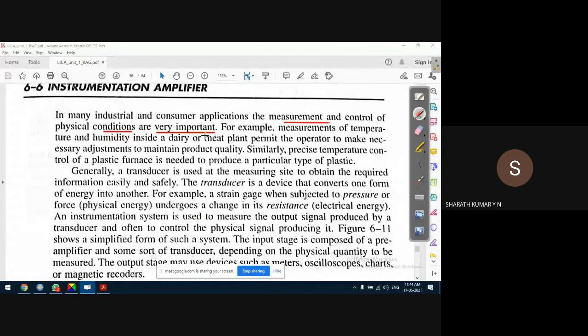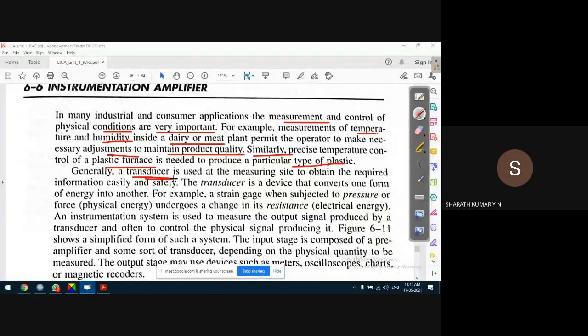The measurement of physical parameters is important, like temperature and pressure. For example, measurement of temperature and humidity inside a dairy or a meat plant permits the operator to make necessary adjustments to maintain the product quality. Based on the measurement, the parameter has to be adjusted so that things are maintained better inside a storage setup. The precise temperature control of a plastic furnace is needed to produce a particular type of plastic.